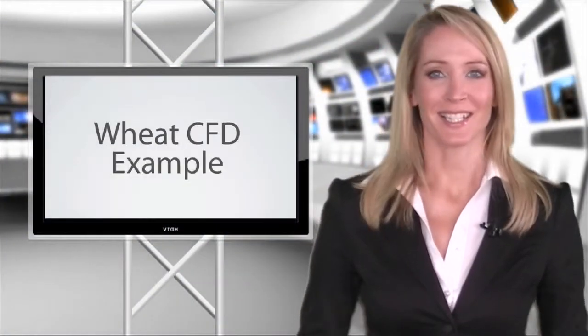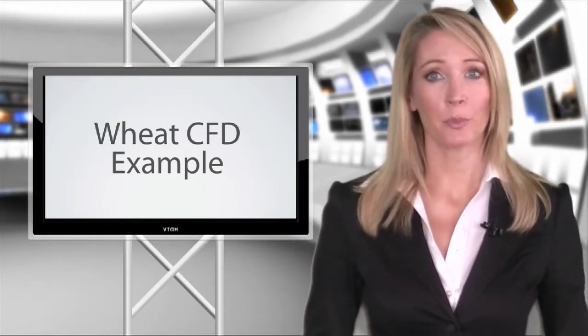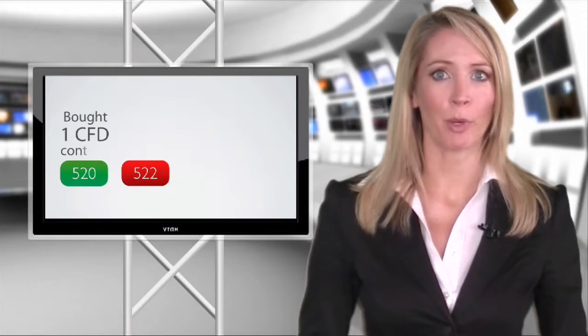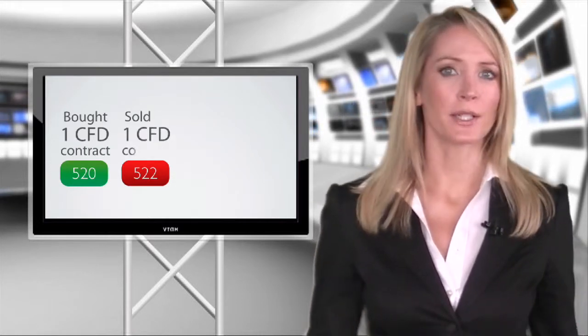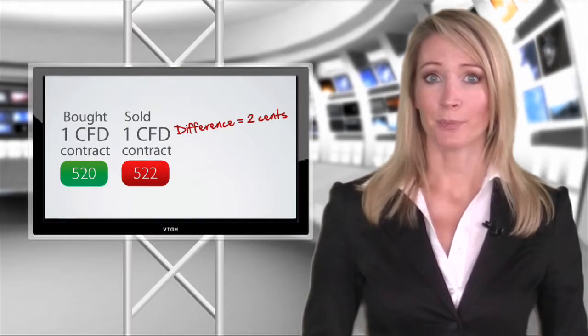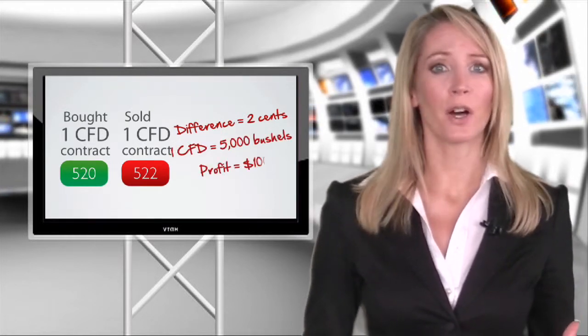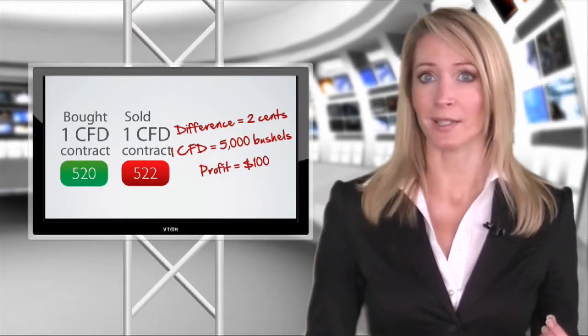Wheat CFD example. You bought one CFD contract for wheat at the price of 520 cents per bushel and sold it at the price of 522 cents. The difference is 2 cents. One CFD contains 5,000 bushels, so your profit is 5,000 multiplied by 2 cents, equaling $100.